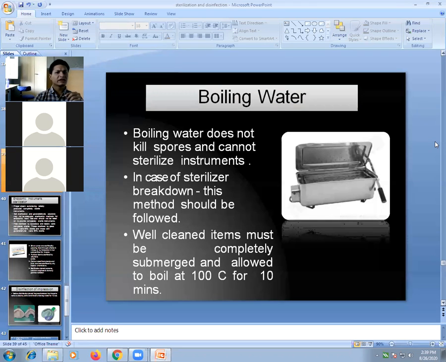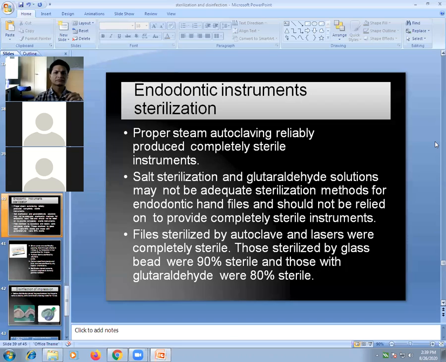Boiling water does not kill spores or sterilize instruments. In case of sterilizer breakdown, this method should be followed, but boiling water is not an ideal method for sterilization or disinfection.